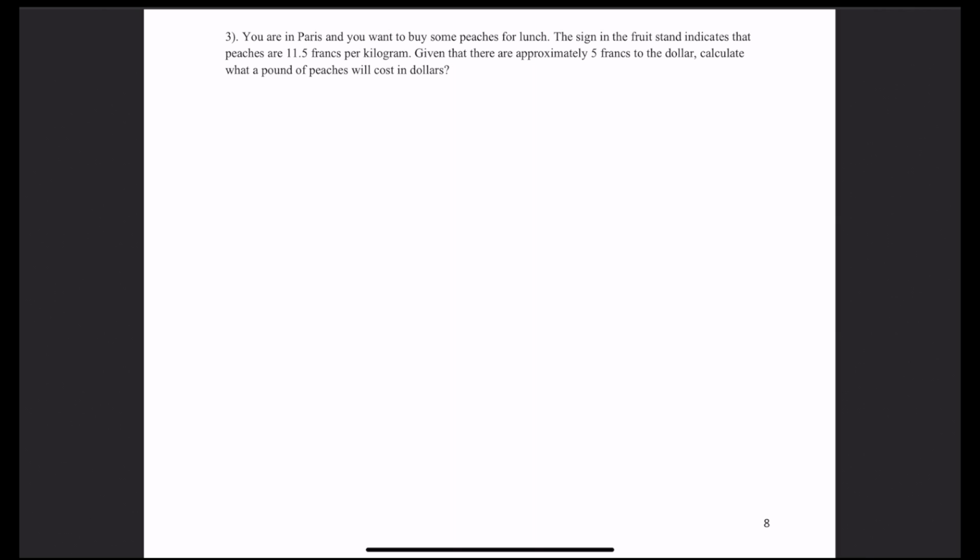Okay, this is our final practice question for this section. Okay, it says you're in Paris and you want to buy some peaches for lunch. The sign on the fruit stand indicates that peaches are 11.5 francs per kilogram. So let's write that down. 11.5 francs equal to 1 kilogram of peaches.